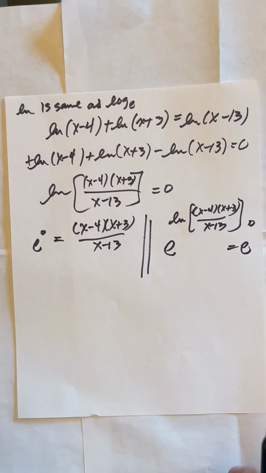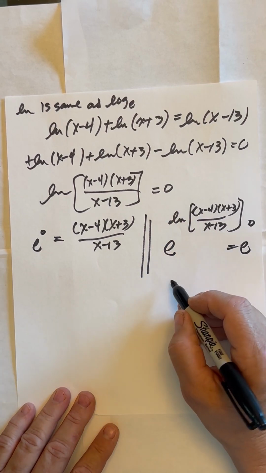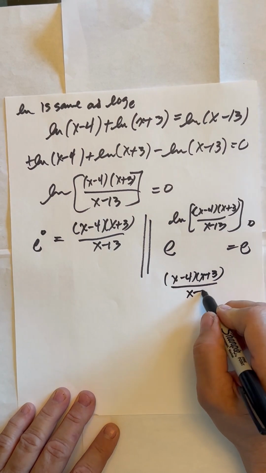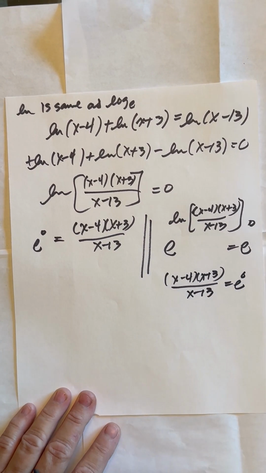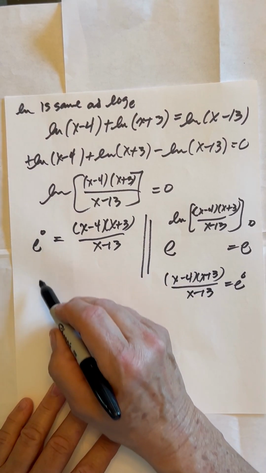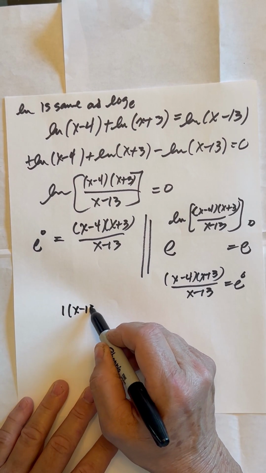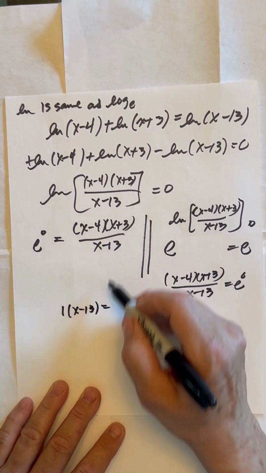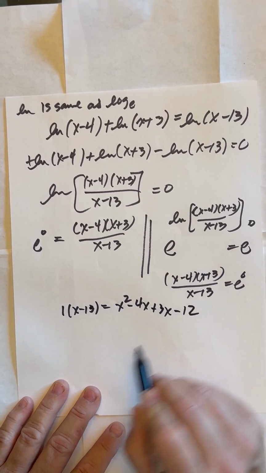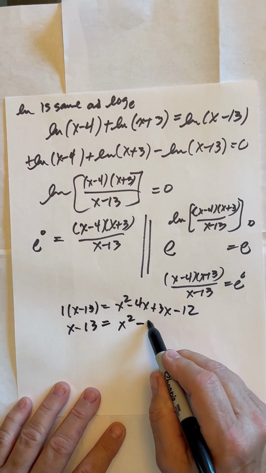Raising both sides, these cancel out, and you're left with this. So again, you're going to be left with the same thing. I prefer this much more than the definition. So now e to the 0 is 1, so this is actually 1. Then I'm going to multiply both sides by x minus 13. So 1 times (x minus 13) equals, using FOIL, x squared minus 4x plus 3x minus 12. So x minus 13 equals x squared minus x minus 12.